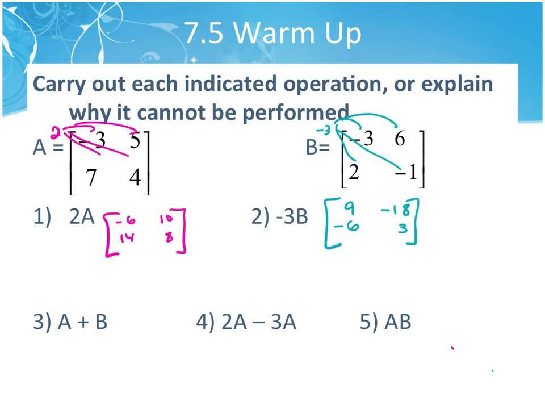For 3, it says A plus B, so the plus and the minus are the ones that you want to check. What's the rule? When can it not be done? If it's different dimensions. Good. So are these different dimensions? No, which means they can be done, right?